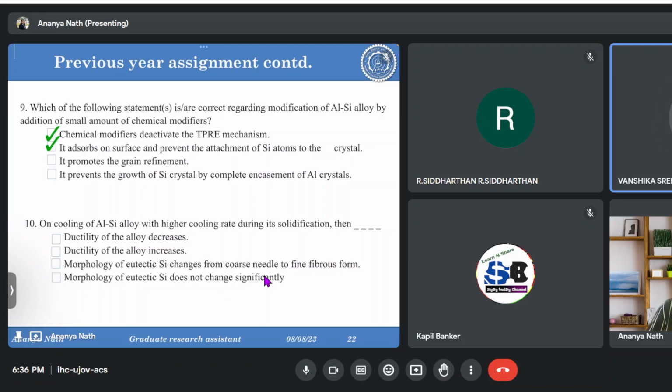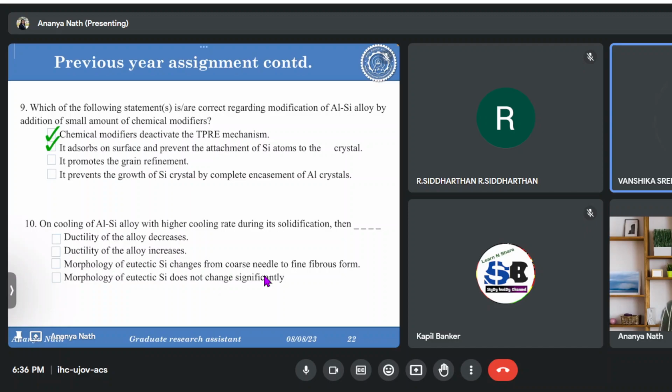Now, doesn't it also promote grain refinement? Grain refinement. We cannot say that it's promoting grain refinement, because it's not doing anything to the aluminium present over here. It's only reacting or interacting with the silicon present over there, so we cannot say that. But mixing some other elements can promote the grain refinement along with the chemical modifiers. It can happen.